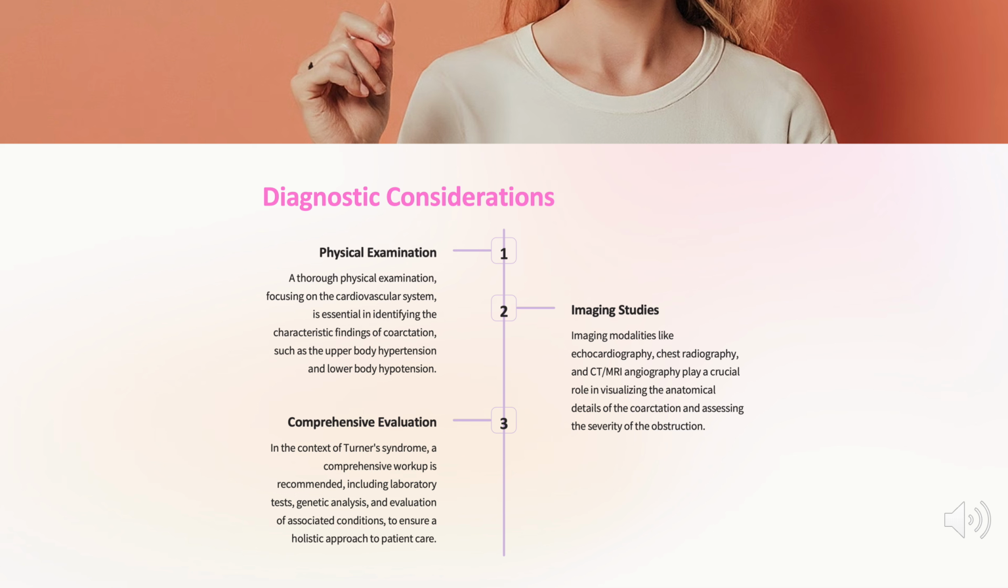Furthermore, a comprehensive evaluation is essential, especially in the context of Turner's syndrome. This involves a multifaceted approach including laboratory tests, genetic analysis, and evaluation of associated conditions. By adopting this comprehensive approach, healthcare providers can ensure holistic patient care, addressing not only the coarctation but also any potential comorbidities and genetic factors associated with Turner's syndrome. This comprehensive evaluation is crucial for optimizing patient outcomes and guiding appropriate management strategies.